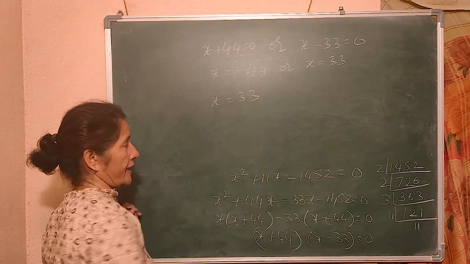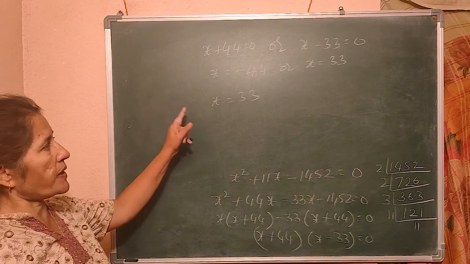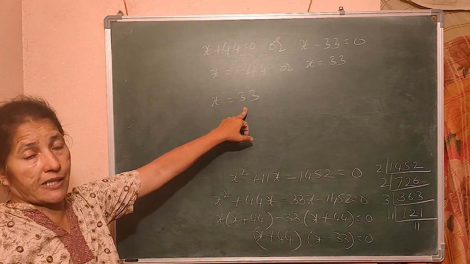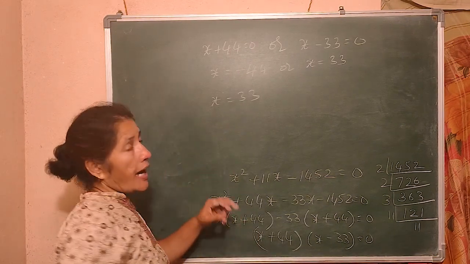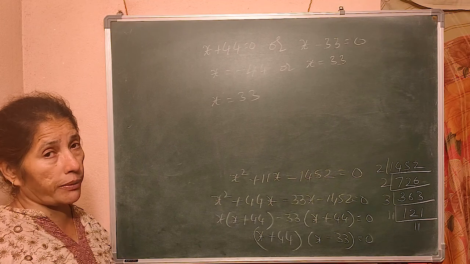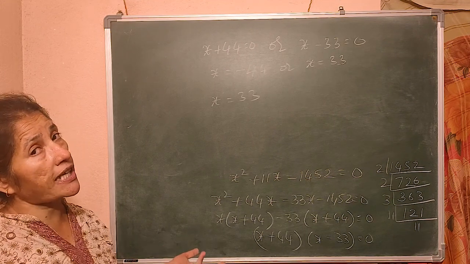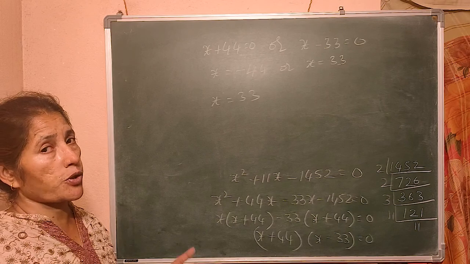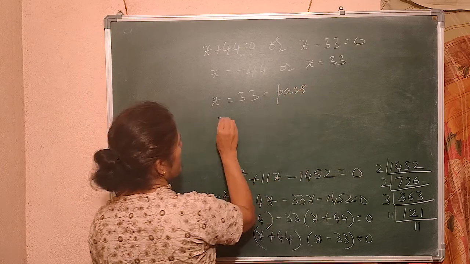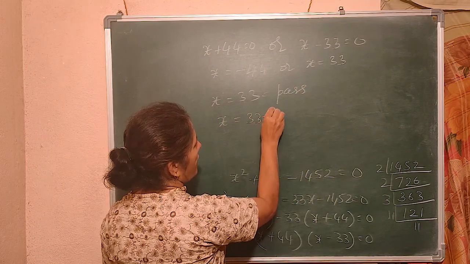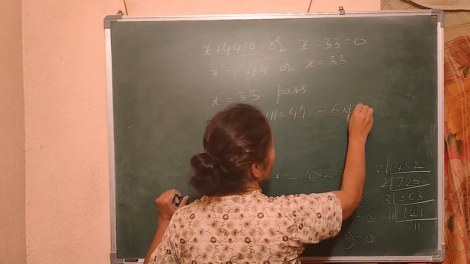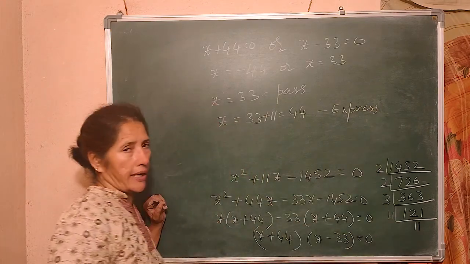So what we have taken? Speed of the passenger train be x, so 33 km per hour, and speed of the express train is x plus 11. So 33 plus 11, how much? 44 is the express train. Right? So these are the speeds of these trains.